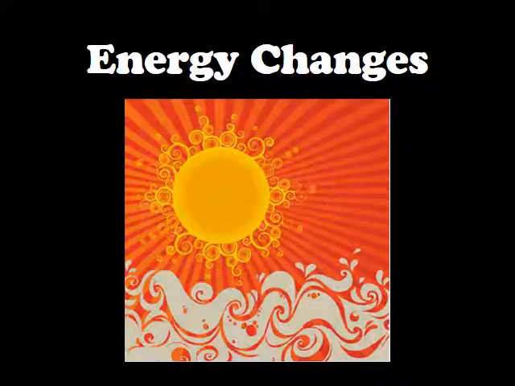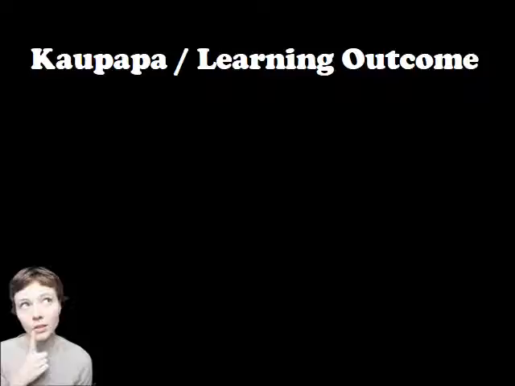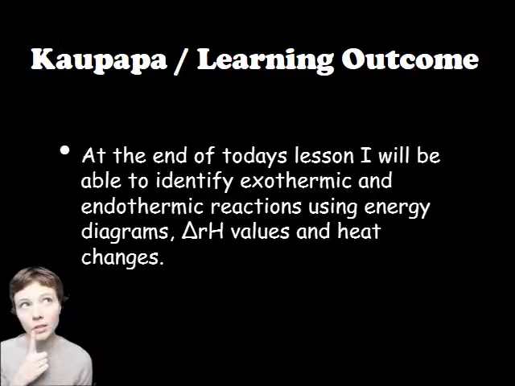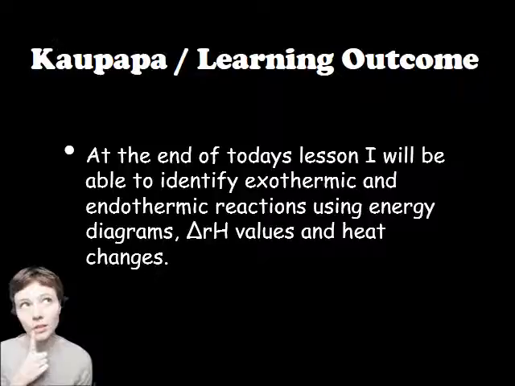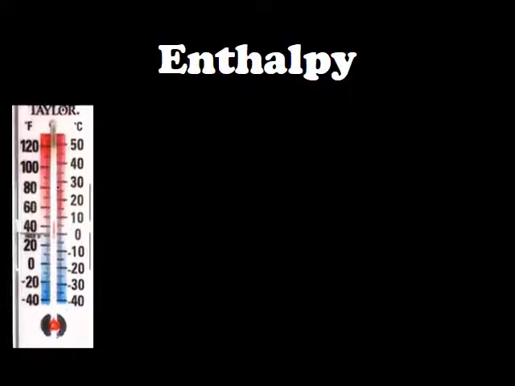So welcome Senior Chemistry to the next topic, energy changes. Our learning outcome for today is that by the end of the lesson you should be able to identify exothermic and endothermic reactions using either energy diagrams, delta rH values, which we'll go into in more detail if you don't understand what those terms actually mean, and heat changes. One of those words you probably didn't quite understand is enthalpy.